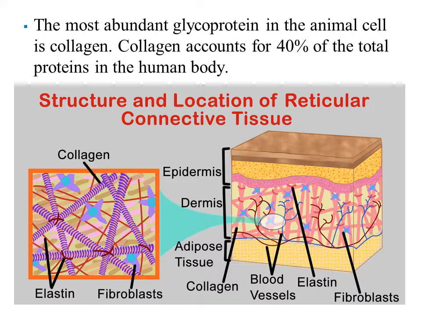The most abundant sugar protein in animal cells is collagen. Out there in the matrix, the most abundant sugar protein is collagen, which is a protein. We've talked about this protein in Unit 1. Collagen accounts for 40% of the total proteins in the human body.